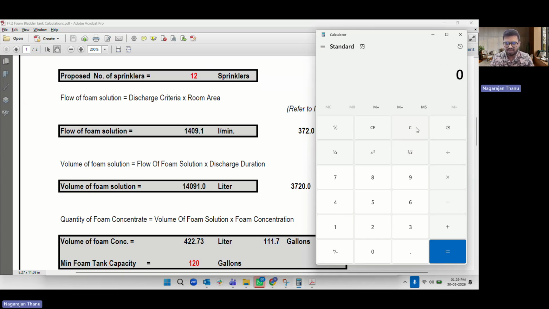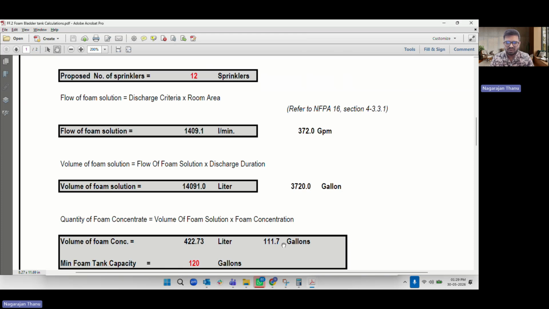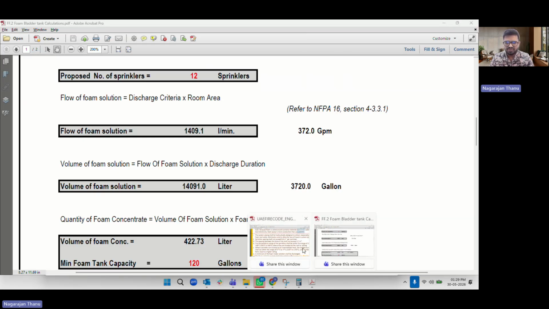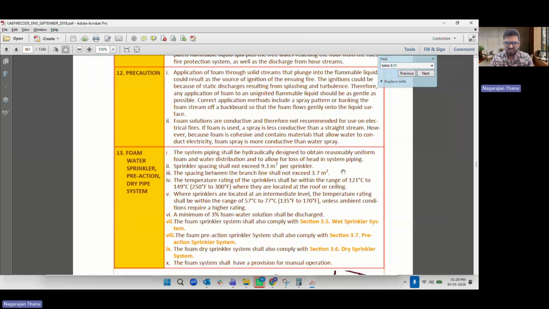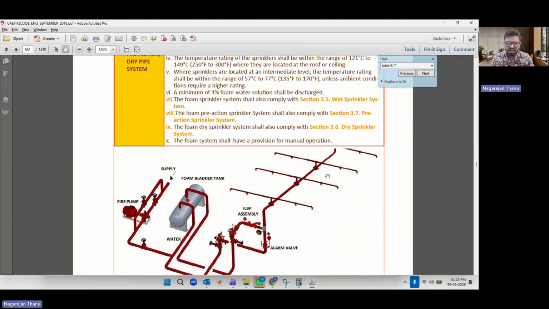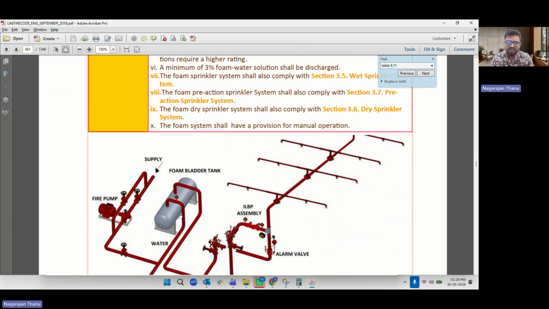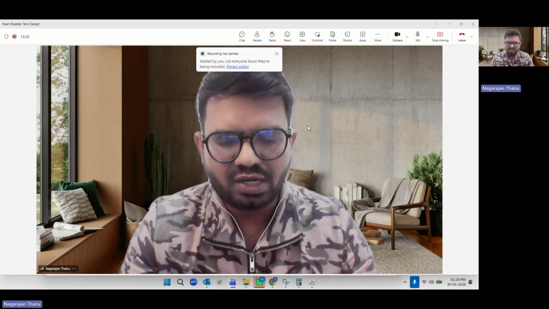So I need to multiply this 14,091 by 3%. That is equal to 422.73 liters. If you convert the liters to gallons, it will be 111.7 gallons. So for the next size, rounding off, I have considered 120 gallons. So for my generator room, which is 105 meter square area, I need to design one foam bladder tank of 120 gallons. Okay, so this is one of the easiest ways to find out the foam bladder tank design, and the design is also one of the easiest ones.